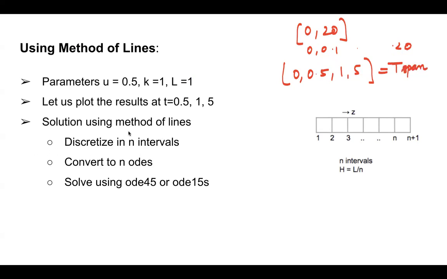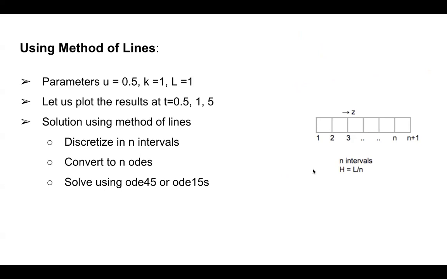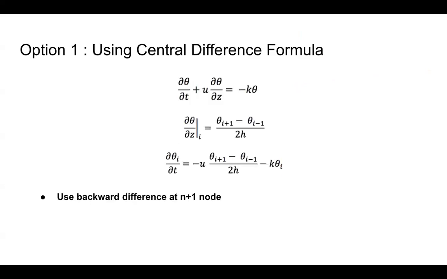So now what you do in method of lines is, as we used to do, we'll divide the whole road into n intervals, and we'll convert the position term using finite difference. Here also the position part we'll do using finite difference. Then we'll have a set of ODEs which can be solved using ODE45 or ODE15s. So that's what we'll be looking at. So let's begin. There are two ways in which you can solve this category of problems, either central differencing or backward differencing. Let us look at central differencing.